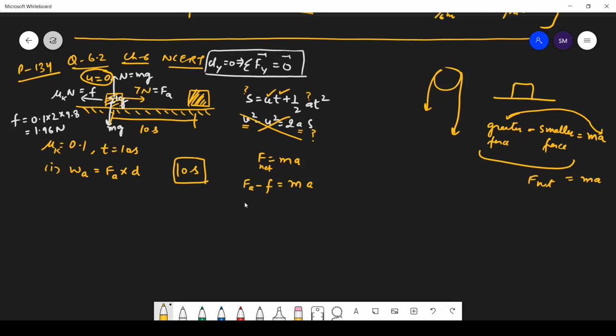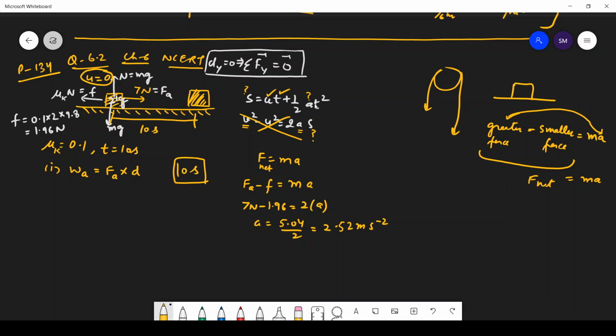So A is in the direction of greater force, FA. So FA is 7 Newton minus, what is the force of friction? 1.96, and that equals mass, that is 2 kg, into acceleration. So from this equation I found the acceleration to be 5.04 divided by 2, and that is equal to 2.52 meter per second square.